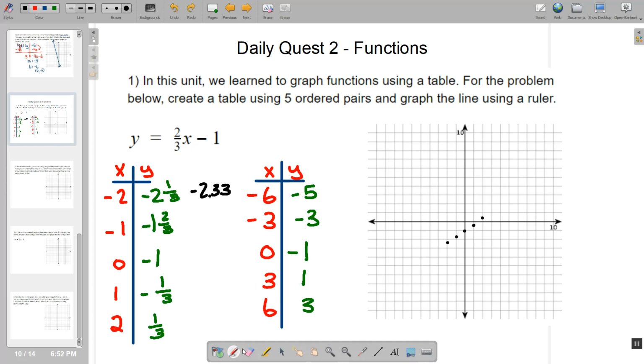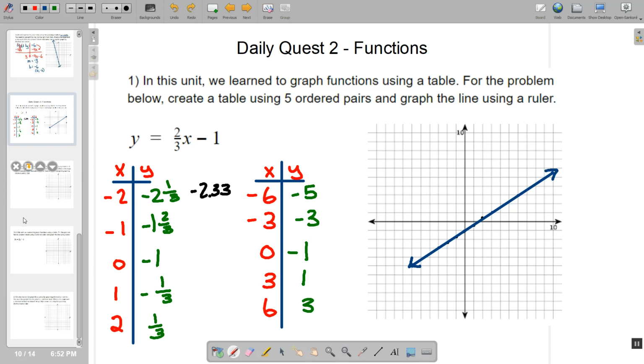If I was doing the problems on the right here, I would be doing -6 and then -5. And if you notice, I should still get the same both ways. It's just going to look a little bit more spread out. Okay, 3, 1. There we go. And then 6, 3. So both ways, I'm going to make that same line. But it depends on which strategy made more sense to you.